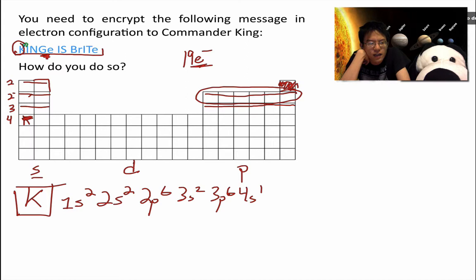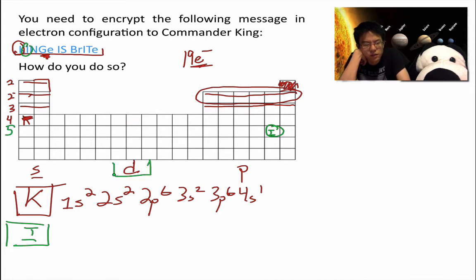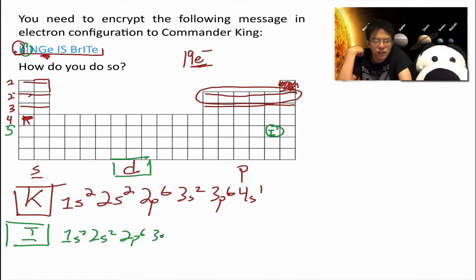Let's look at iodine. I is right here. I am trying to write that in terms of electron configuration, and that's on the 5th energy level. So it looks like I'm going to have to go through the D block now, the dreaded D block, and something strange is going to happen in the D block. So again, I'm going to start off like I did for potassium: 1s2, 2s2, 2p6, 3s2, 3p6, and that pretty much gets me to right here. Now I'm ready to go forward, so I'm going to go with the 4s2.